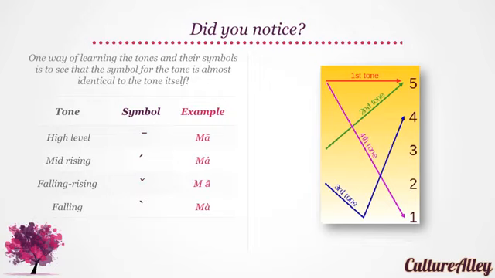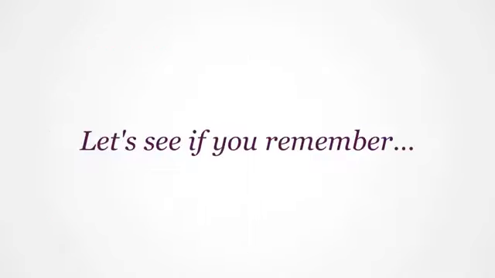Similarly, the mid-rising goes from the middle to the top. The V shape of the falling rising tone is also indicative of its intonation. And finally, the falling tone has a downward slant, indicating the sharp fall that it usually takes. So all you have to do now is look at the symbol to identify the tone.